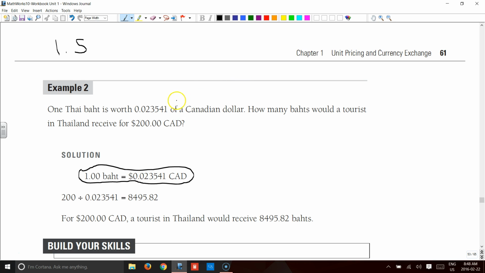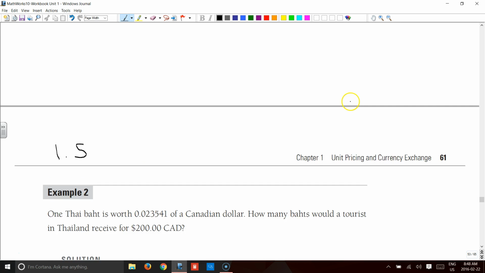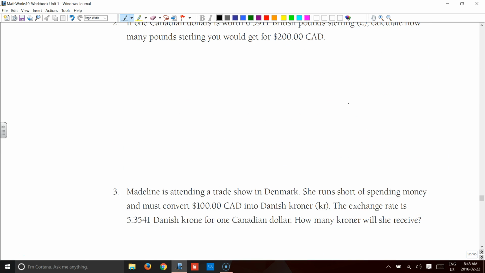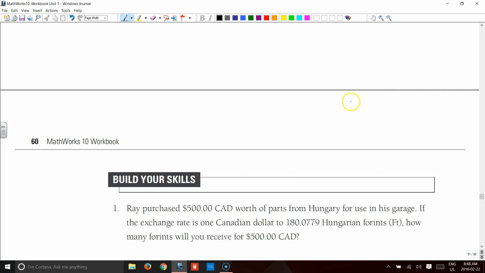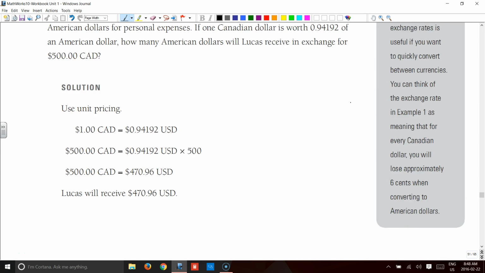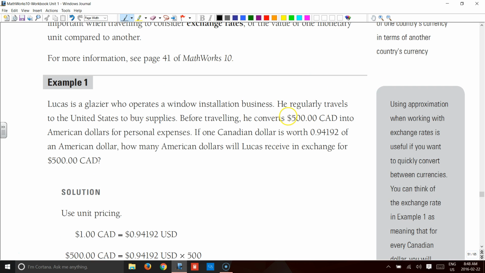Sometimes when you read the sentence, it's difficult to see a conversion rate. I'll give you an example. If we look at the previous one that we did the other day, scroll up here, right here, it's difficult to see what the conversion rate is. If you look at the solution, they've got a conversion rate. It says 1 Canadian dollar is 0.94192 US. So they're almost equal. But when you read the statement, it says 1 Canadian dollar is worth 0.94192.